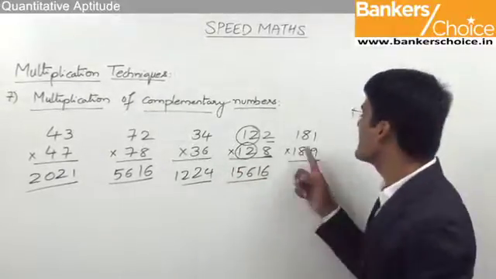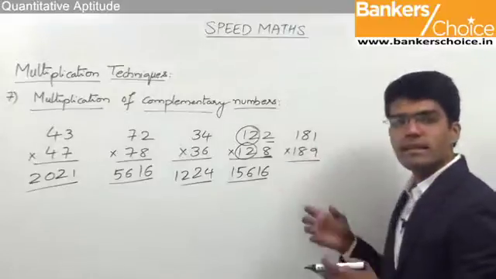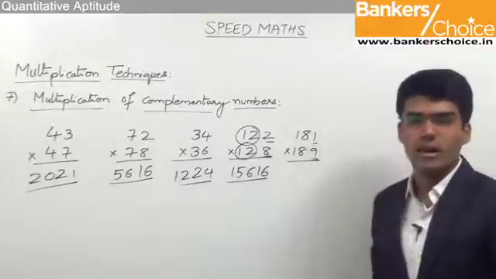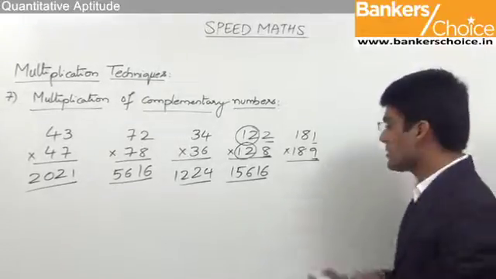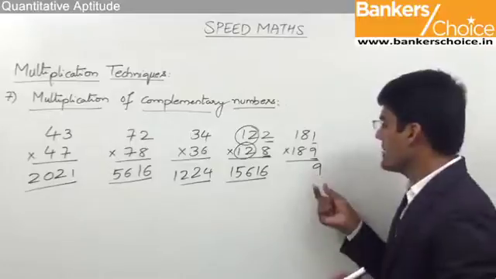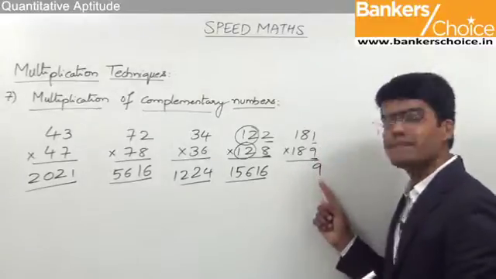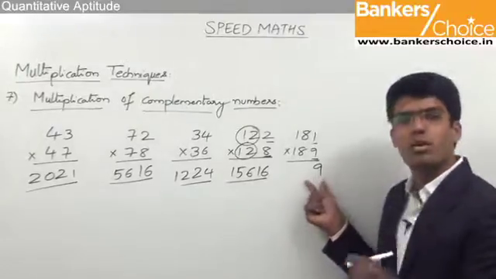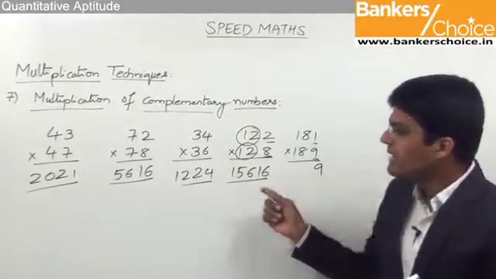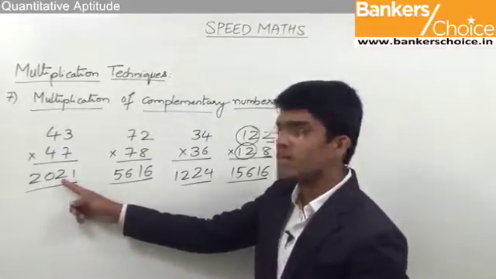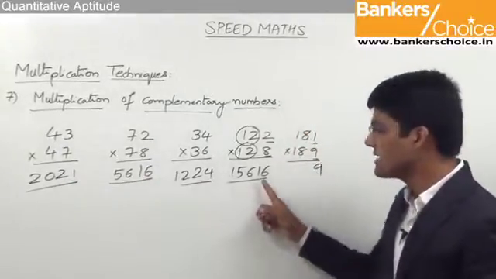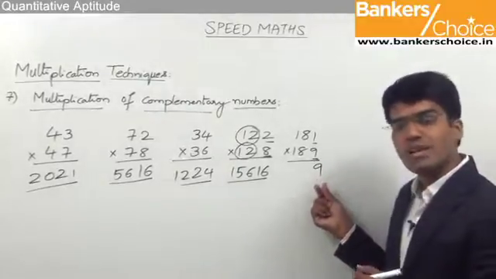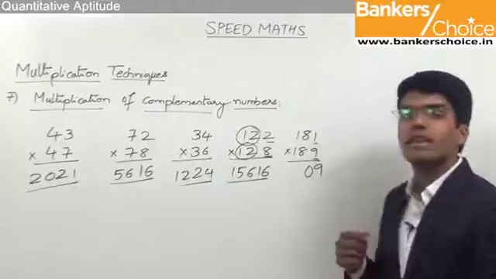And likewise in the last case, we have 181 and 189. That means these are complementary numbers. So 1 into 9 should be the first step. 1 into 9 is 9. So in the answer we have to take 9. But remember friends, here 1 into 9 is 9, but we cannot write directly 9 in the answer. Why? Because in the first step we always have to take a 2-digit number. Like in all these cases, you can see that the first result was 21, 16, 24, 16 and so on. So here also it has to be a 2-digit number. So 9 should be taken as 09, otherwise we get a wrong answer.